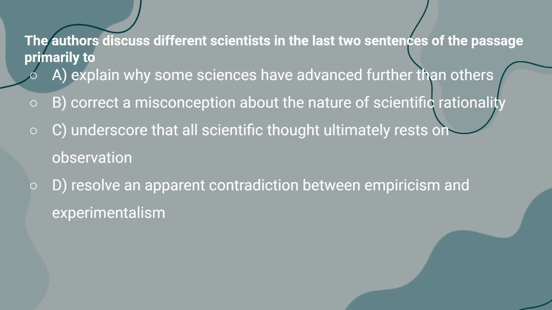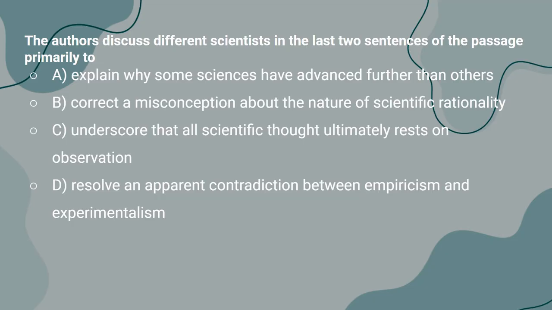Last question. The author discusses different scientists in the last two sentences, primarily to A, explain why some scientists have advanced further than others, not at all. B, correct a misconception about the nature of scientific rationality. Not a terrible answer. C, underscore that all scientific thought ultimately rests on observation. Not terrible. D, resolve an apparent contradiction between empiricism and experimentalism. I don't like this answer at all. I don't think D makes sense that much. So it's between B and C.